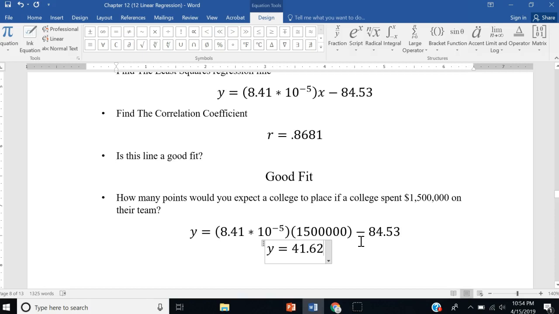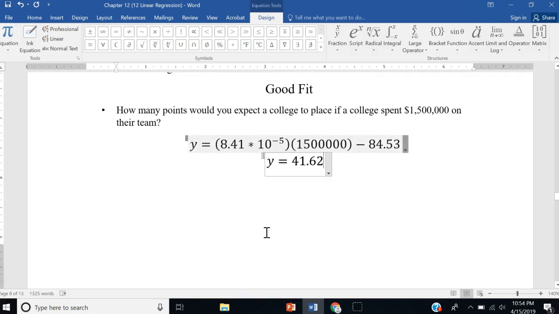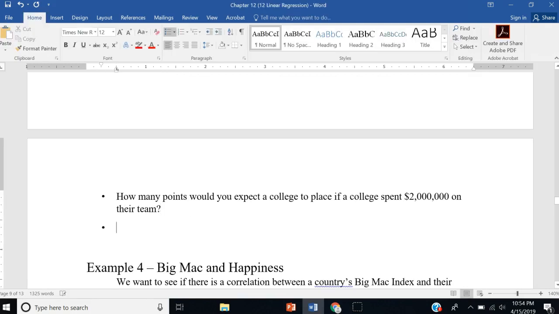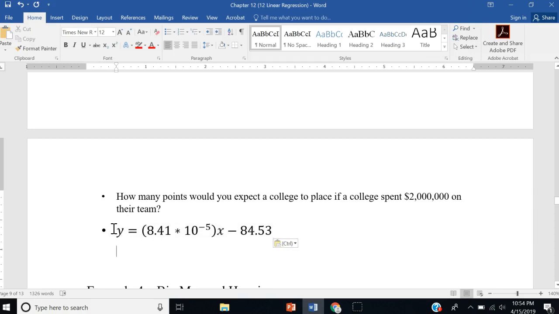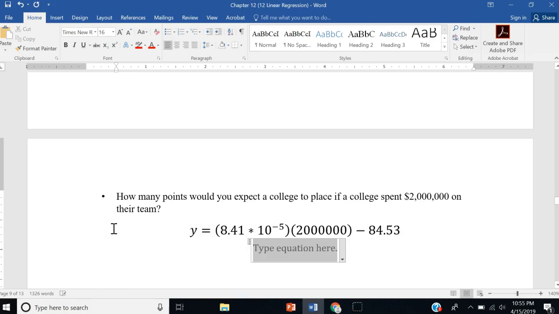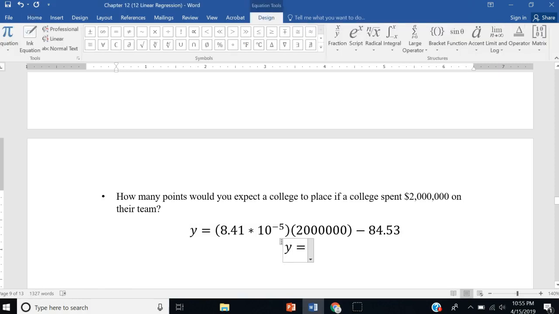Now, if a college were to have spent 2 million, all we're going to do is replace that 1.5 million with 2 million. I keep saying 150 million, I apologize. And when you calculate that, you should end up with 83.67.